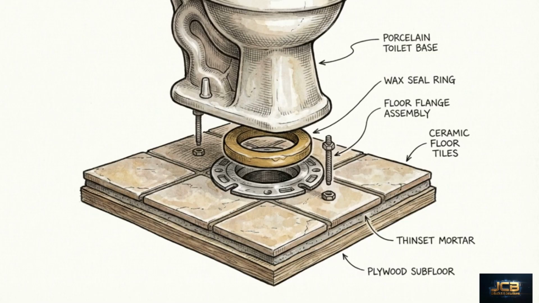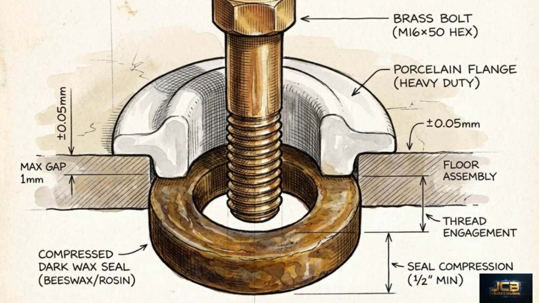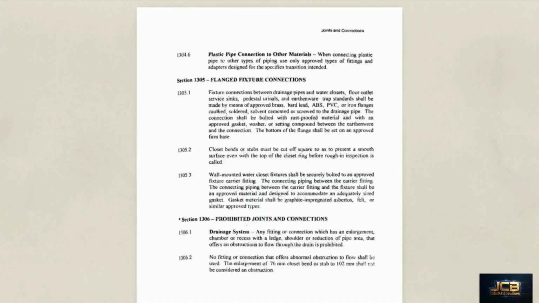The final critical interface is where the fixtures themselves connect to the drainage network, particularly earthenware trap standards like toilets and pedestal urinals. These fixture connections must be bolted to a firm base using rust-proofed materials and sealed with an approved gasket, washer, or setting compound. The flanges bridging this connection are strictly regulated. The code approves flanges made only from brass, hard lead, ABS, PVC, or iron.